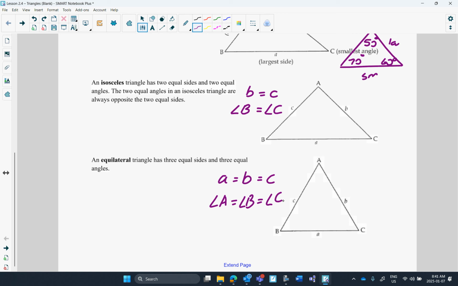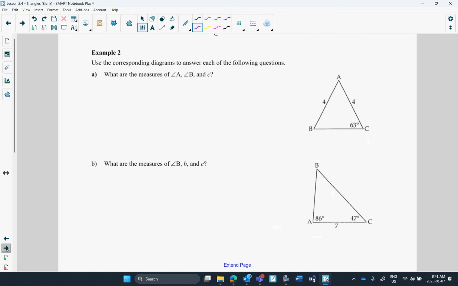What would the angle measures be of an equilateral? What do they have to be? They have to add up to 180, so therefore each one must be 60. 60 plus 60 plus 60 is 180. They have to be 60. Okay.